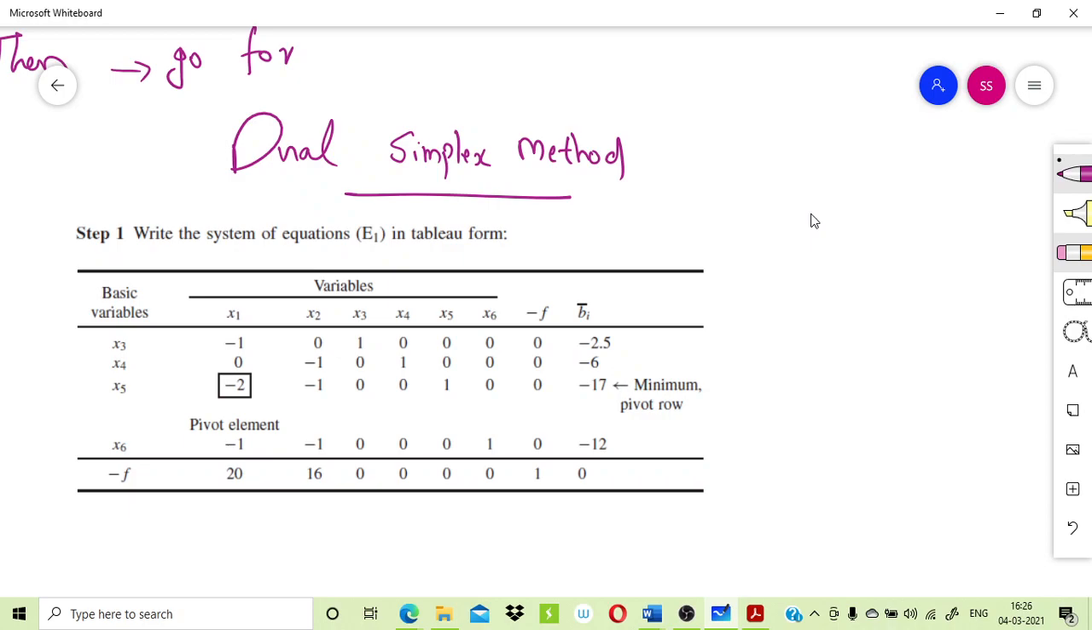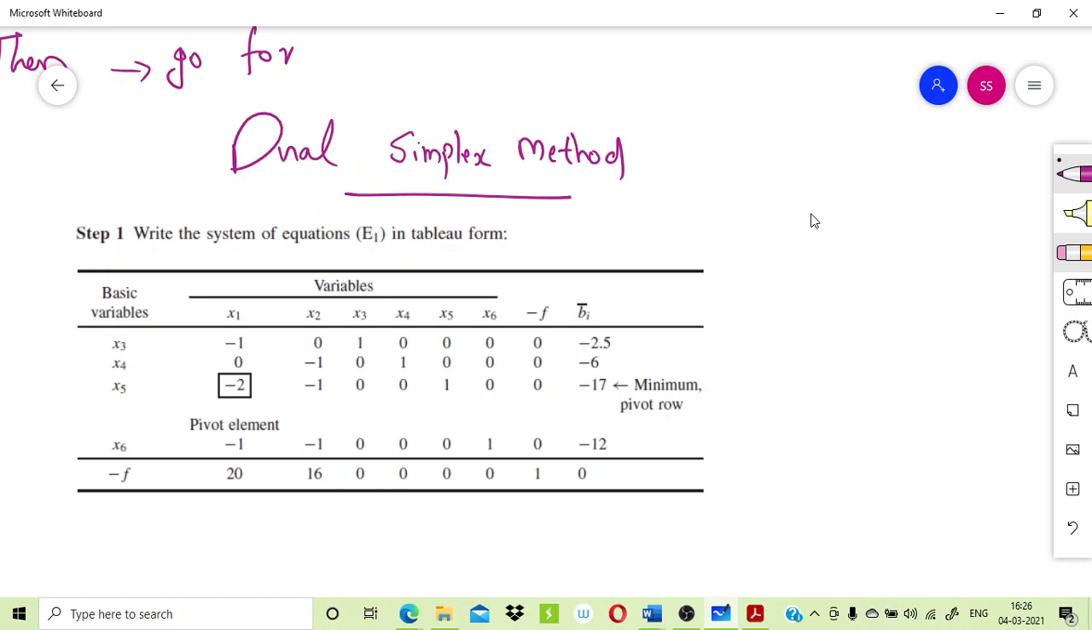Then we have our normal procedure of filling the tabular column. We will fill x1, x2, x3, x4, x5, x6, all the variables here as a row, and then we have the minus f column and the solution column, and correspondingly we will write the coefficients: x1 coefficient, x2 coefficient, x3 coefficient, like that.